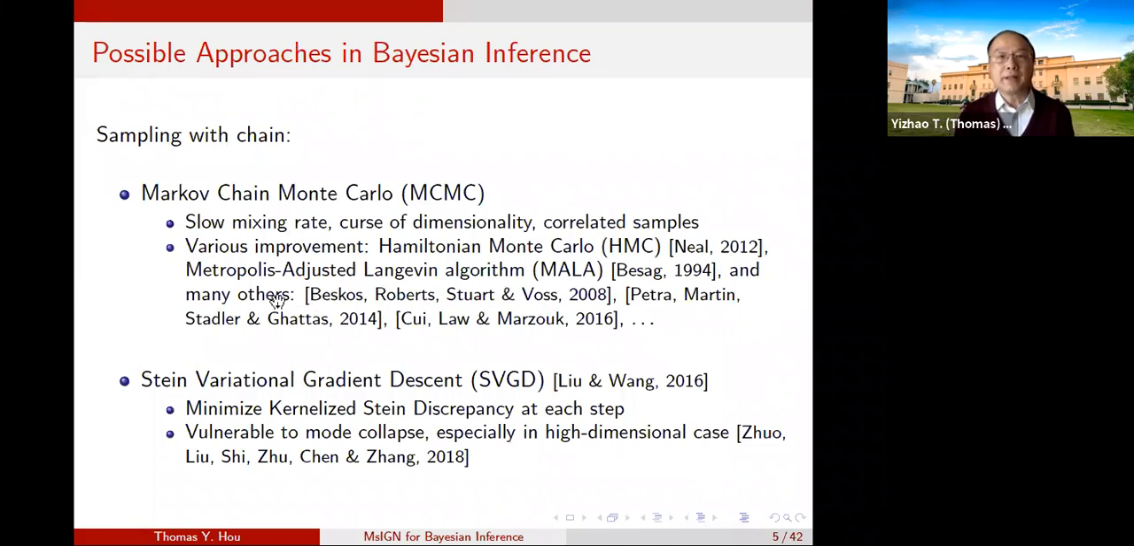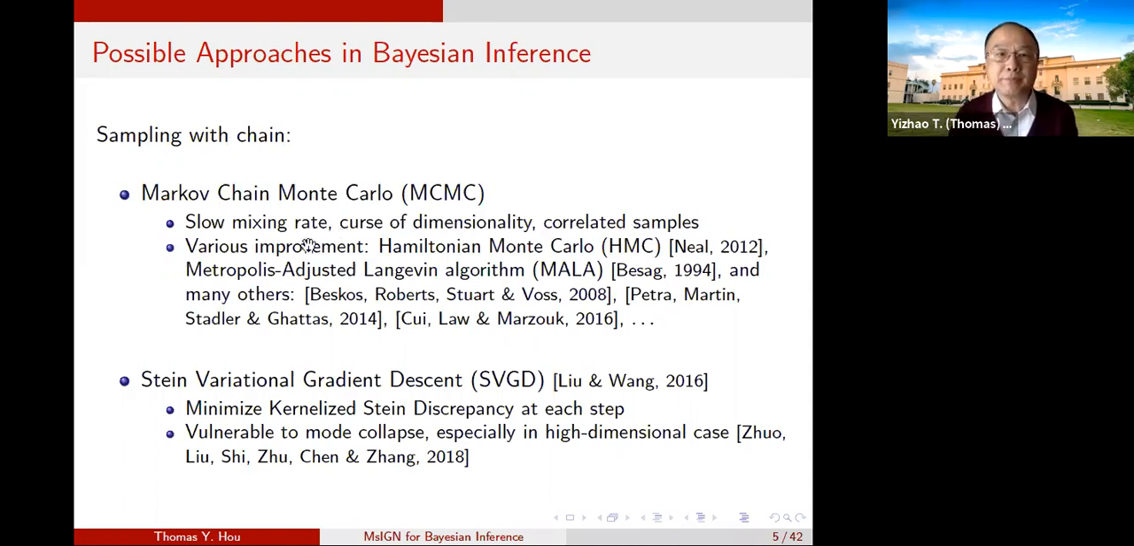Well, a typical method to solve the basic inverse problem is using Markov chain Monte Carlo, right? So that has been used widely. That is the method of choice in many cases. But it also suffers from some drawbacks. For example, the mixing rate is very slow. It takes many iterations to get fully mixed, and it still suffers from the curse of dimensionality. And the samples generated are typically correlated because you sample them in a sequential manner, right?